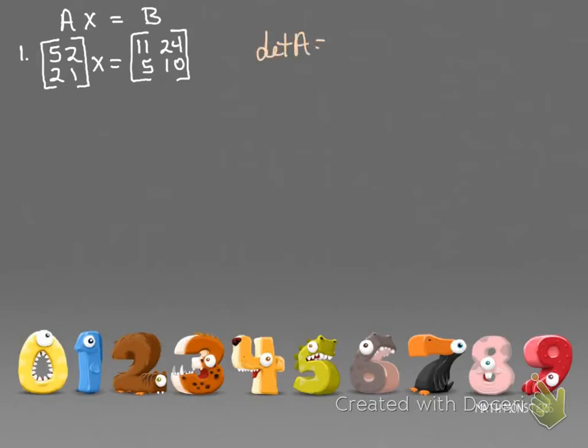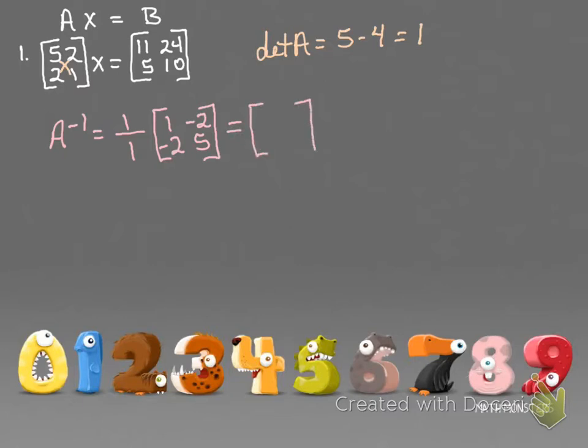First thing we had to do was find the determinant. So we did our little multiplication thing and we found 5 minus 4 was equal to 1. So we find the inverse by taking 1 over 1 and then multiplying it by a matrix where we flip A and D. So 5 and 1 have flipped, and then we change the signs on C and B, so we have negative 2 and negative 2 for those. 1 times a matrix is itself, so our inverse is 1, negative 2, negative 2, 5.